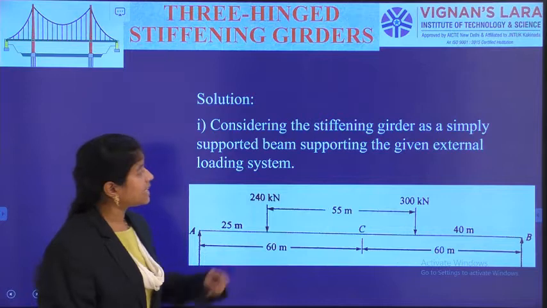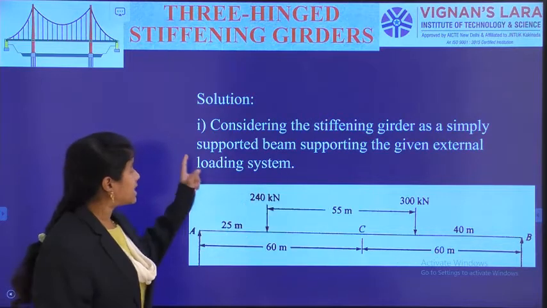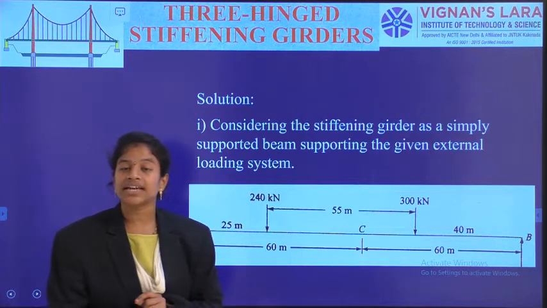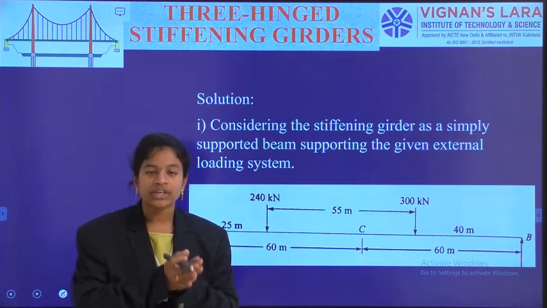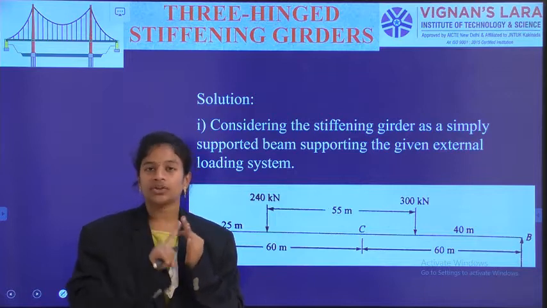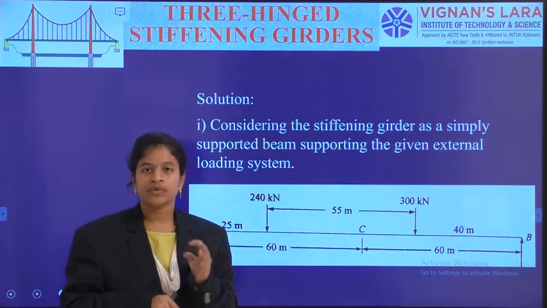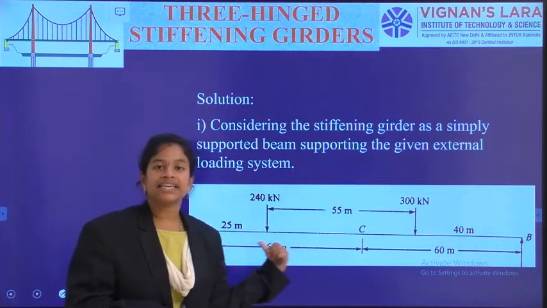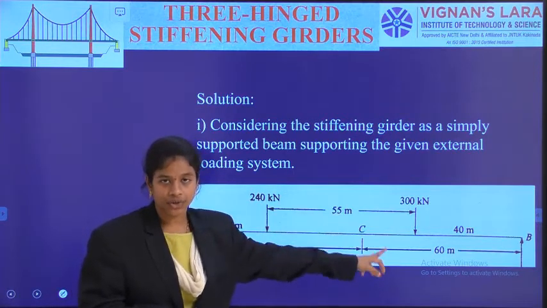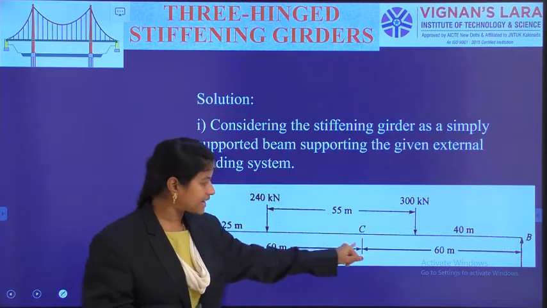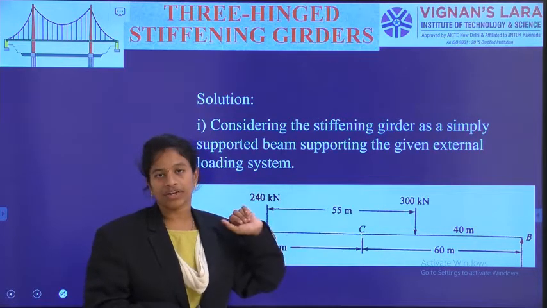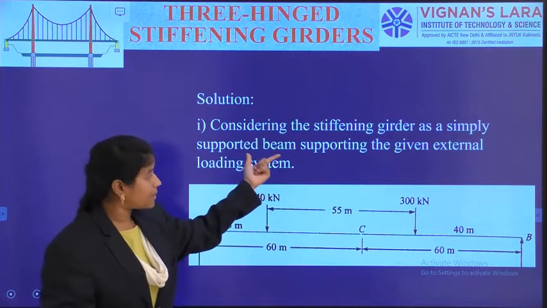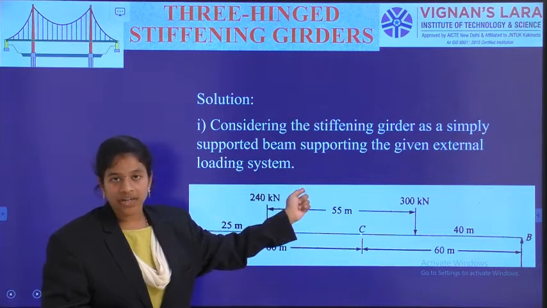Firstly, considering the stiffening girder as a simply supported beam supporting the given external loads, what do we need to calculate? We need to calculate the MC answer, and the H answer, small h answer. That is MC, how will it come? Taking this girder as a simply supported beam subjected to the external loads, I can calculate the bending moment at C.